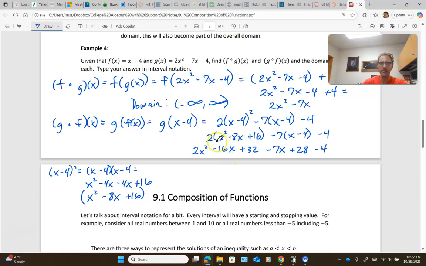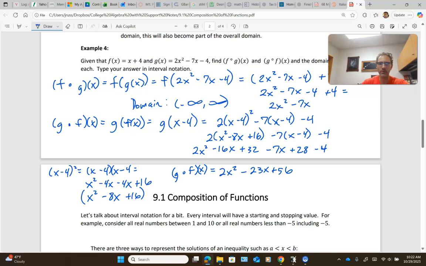We've got some like terms. End up with 2x squared. Negative 16x minus 7x is negative 23x. And we've got some constants. 32 and 28, that's 60. Take away 4 will be 56, I believe. Okay? And so this is g composed of f of x.